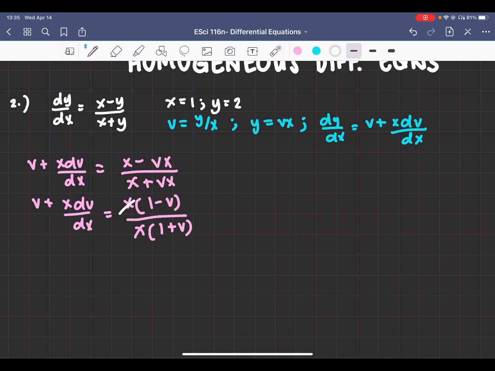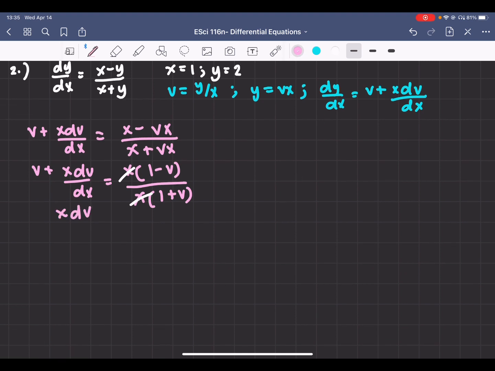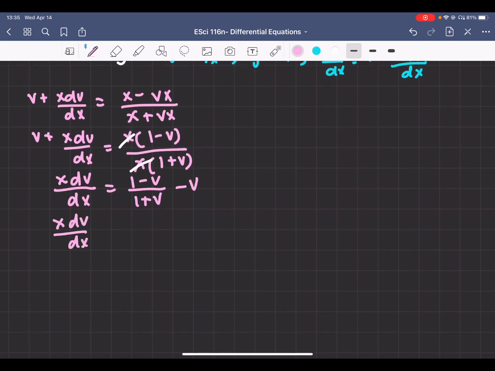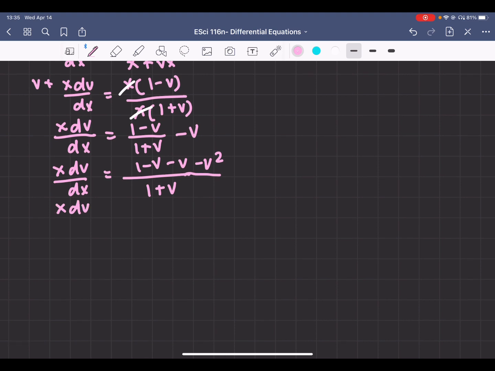We can cancel that out because that equates to 1, and we can move the v on the left side to the right. So what we have left is x dv over dx is equal to 1 minus v over 1 plus v, minus v, and that is x dv over dx is equal to 1 plus v. In the denominator, we have 1 minus v minus v minus v squared. Simplifying that, we have x dv over dx is equal to negative v squared minus 2v plus 1 over 1 plus v.